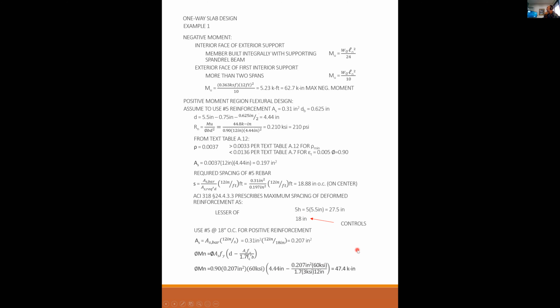I get an allowable capacity of 47.4 kip-inch, which is greater than 44.8. Therefore, my design is adequate. Okay, that's the positive moment region.